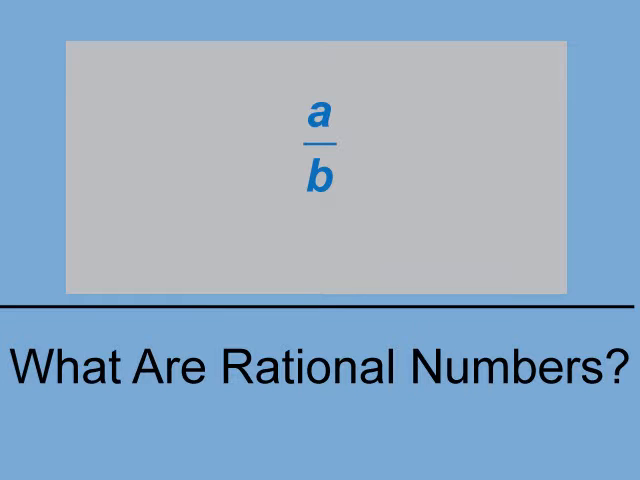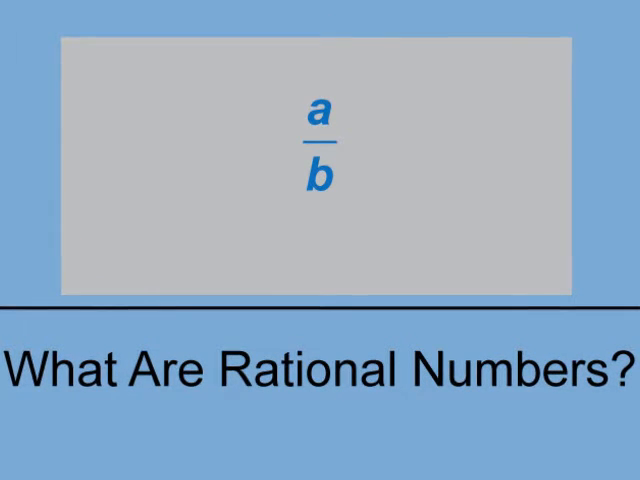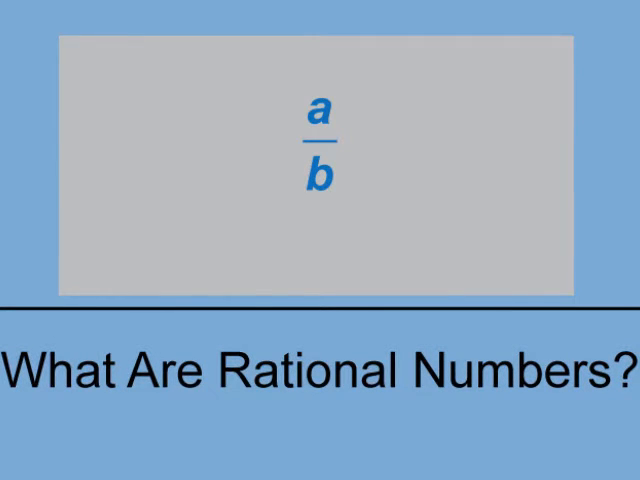In your study of integers, you saw that dividing integers sometimes resulted in a non-integer quotient. In this video, we look at a class of numbers called rational numbers, which also includes the integers. Let's start with an example.